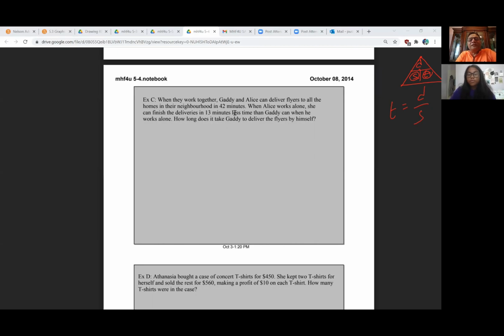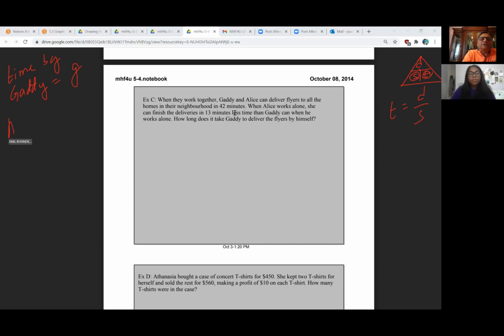So first, let us define the variables. It says, when they work together, Gaddy and Alice deliver the flyers to all the homes in their neighborhood in 42 minutes. So together, they do it in 42 minutes. When Alice works alone, she can finish the delivery in 13 minutes less time than Gaddy can when he works alone. So we have to define a variable. Let's say the time taken by Gaddy is G. So Alice's time would be G minus 13.